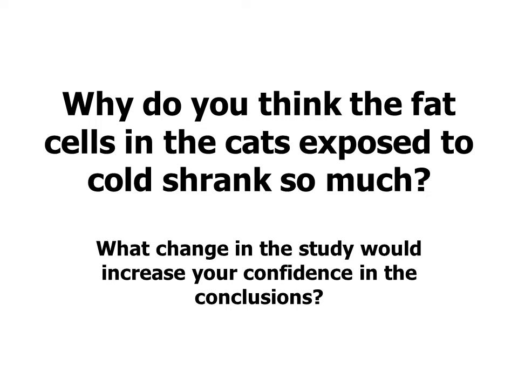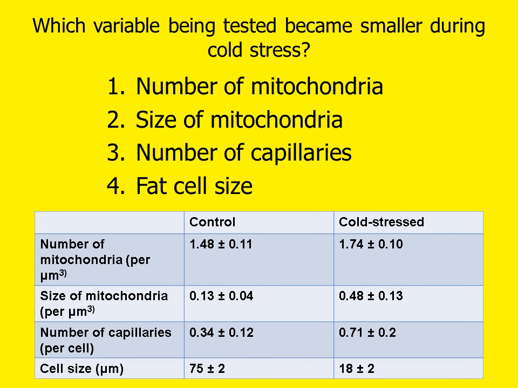So these are questions I want you to think about anytime you see a research study conclusion. Essentially, it appears that cells in the fat tissue of cold exposed animals upgraded their heat generating system, and by making use of stored lipids to fuel the intensive heat production, they depleted a significant portion of their energy reserves. So you can also go to section 3 in your textbook. It will help you out. So which variable being tested became smaller during cold stress? The answer is, of course, number 4.